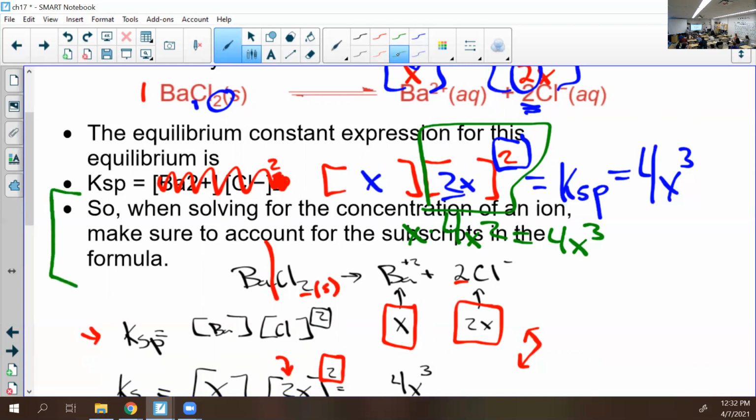So when solving for the concentration of an ion, make sure to account for the subscripts in the formula. They're super important. If you don't, you're wrong every time.